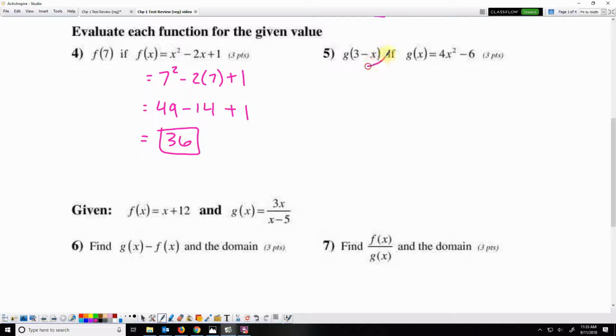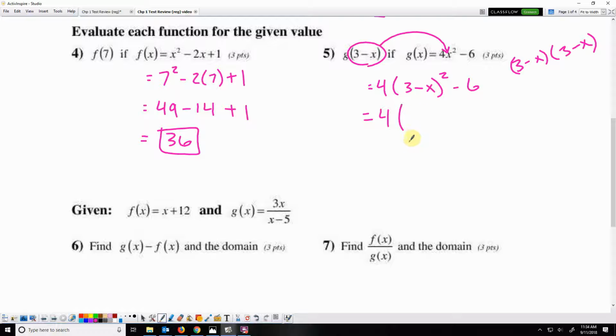Okay, evaluate g of 3 minus x. So this 3 minus x is going in for x. So that's 4 times 3 minus x squared minus 6. So you can rewrite that as 3 minus x times 3 minus x. Or we can use the shortcut we usually use in class where we do the first term squared, then double the product. The product here is negative 3x. Double that is negative 6x. And then the second term squared, plus x squared.